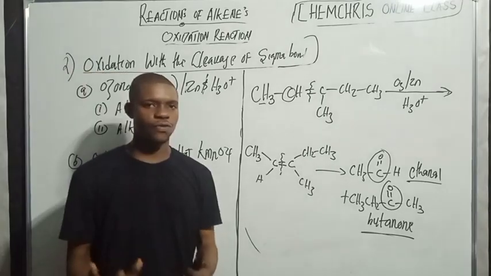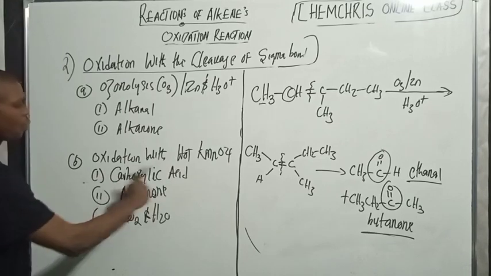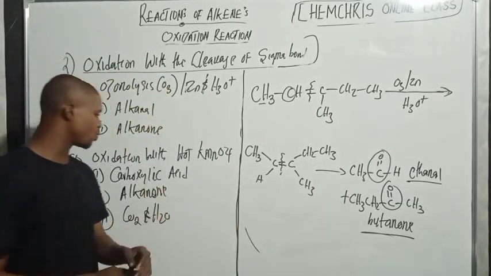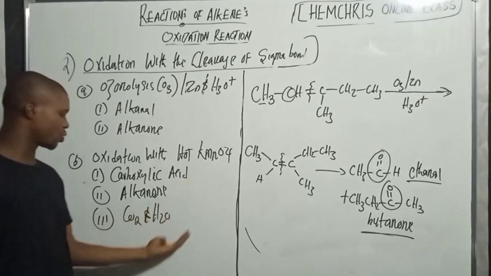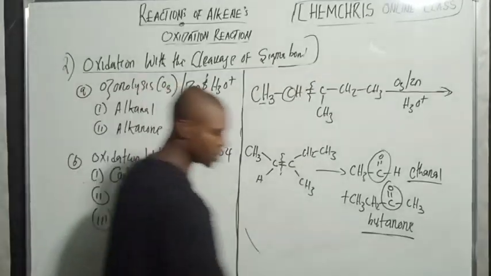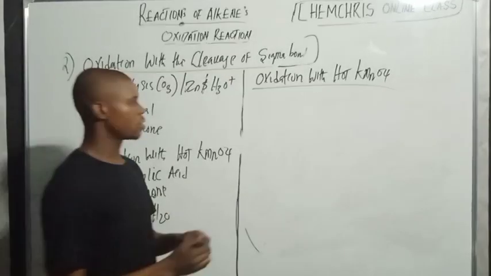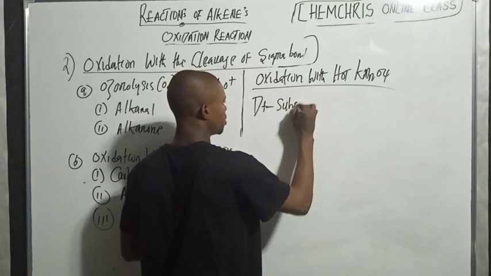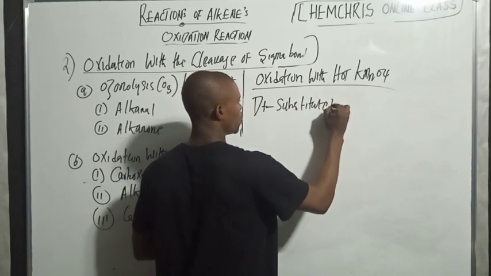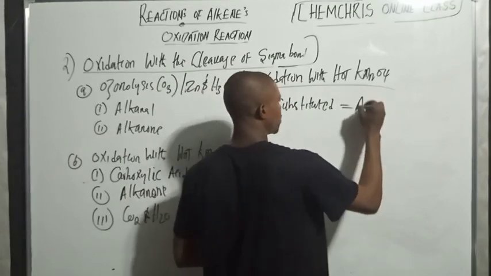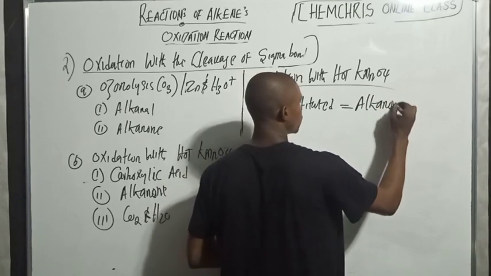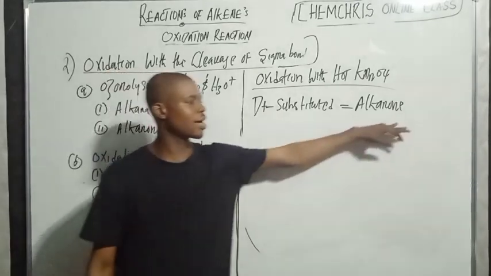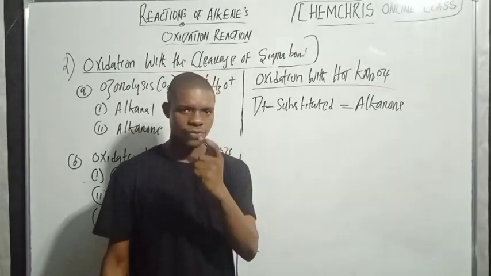Now, one of the most confusing parts is when we use hot KMnO4. What are the products? Remember, with hot KMnO4, these are the possible products you get. Disubstituted alkenes produce a ketone or alkanone. Disubstituted produces alkanone. Very, very important. Please take note of this.